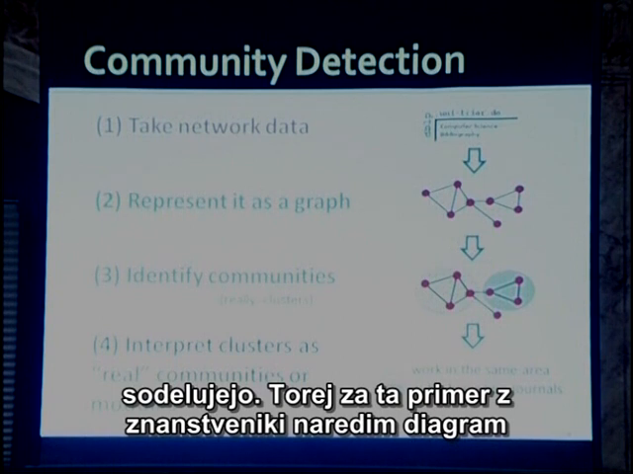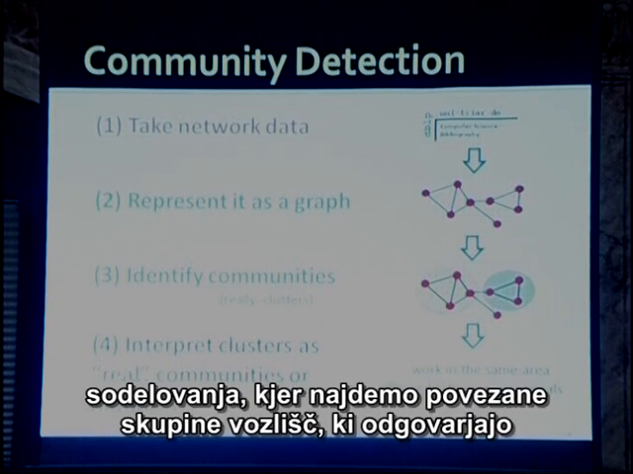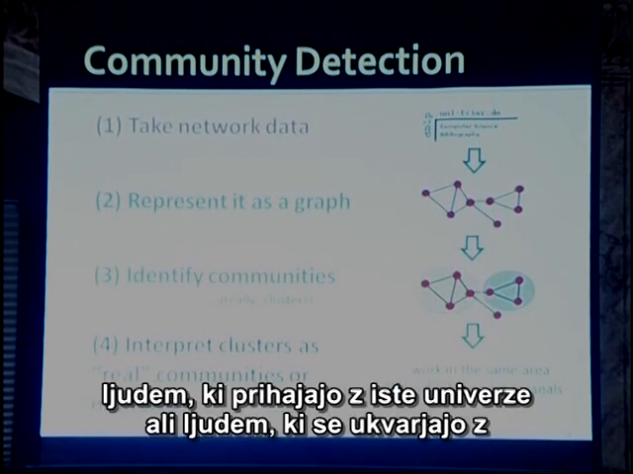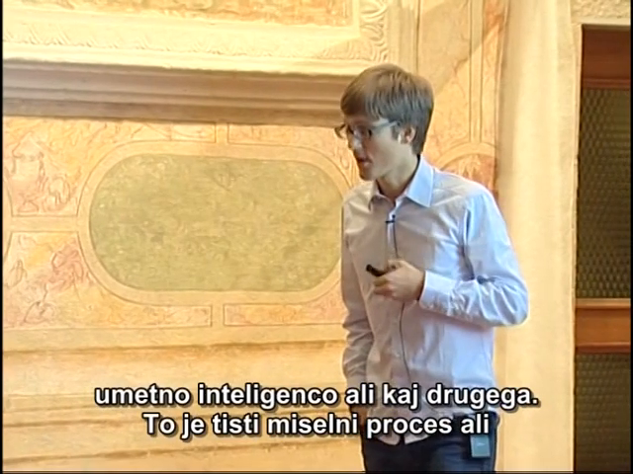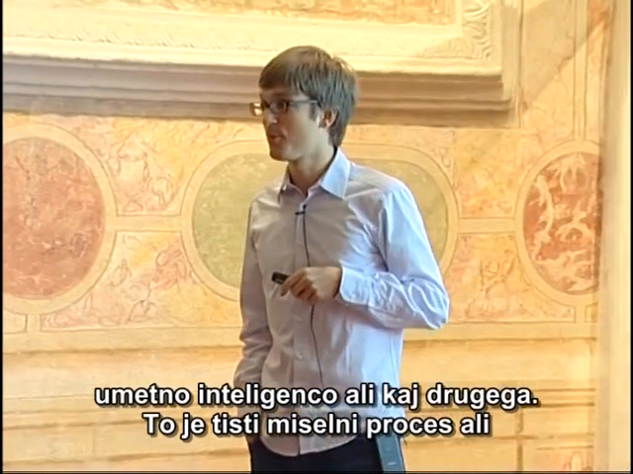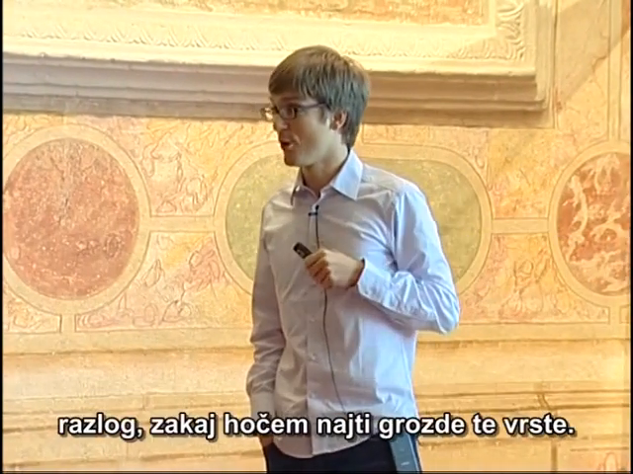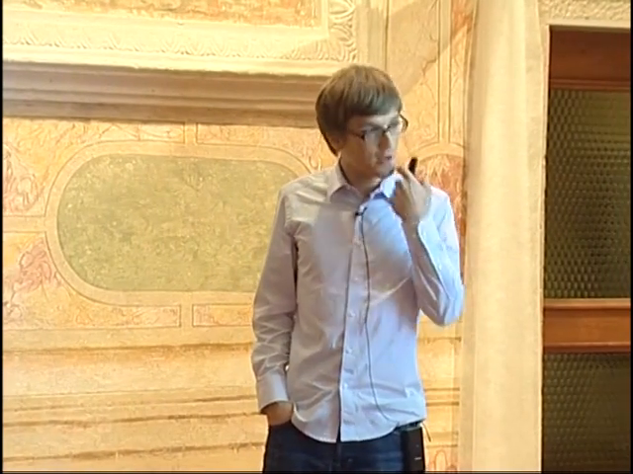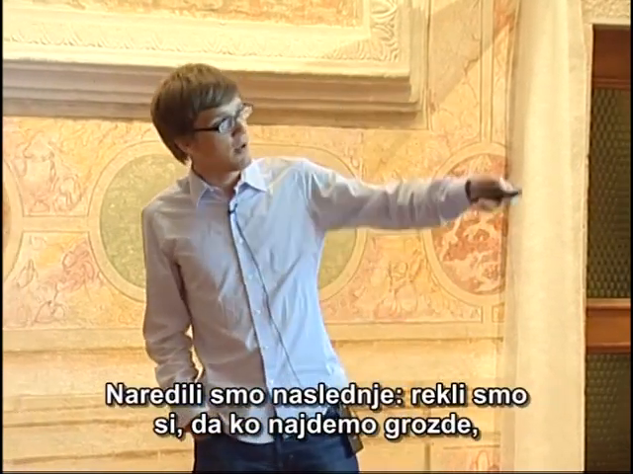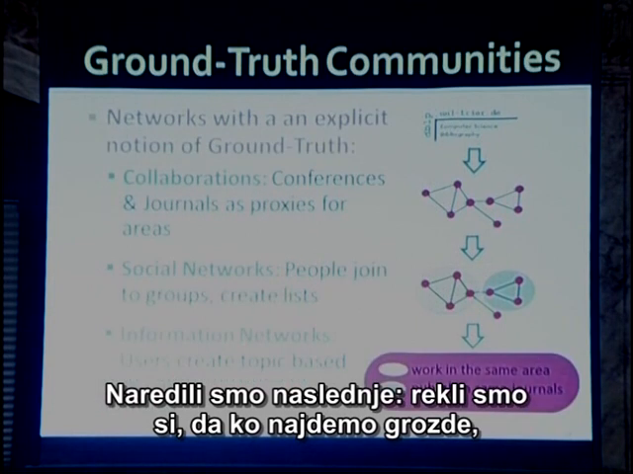So in this particular case where I take scientists, create a collaboration graph, and find densely connected sets of nodes, these sets of nodes could correspond to people coming from the same university, or all people doing AI or machine learning or whatever, and so on. Right? So that's really the thought process I have, or the reason why I want to go find these kinds of clusters. Right? So now what we did was the following. We said, okay, when you find the clusters, you have to find the interpretation.